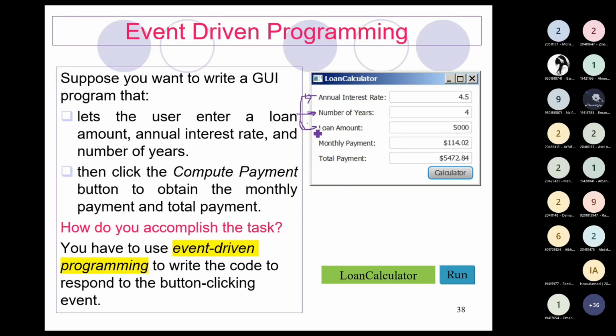Okay. After clicking the calculate button, some calculations are supposed to happen behind this window to retrieve the monthly amount and the total payment. Okay. To accomplish this task, we have to use what is called event-driven programming. So we have to write some code to respond to the button clicking. So whenever you click the button, you will get some response. Okay.